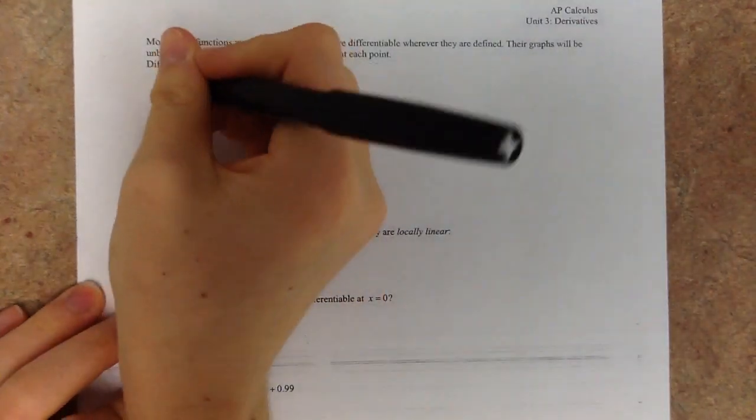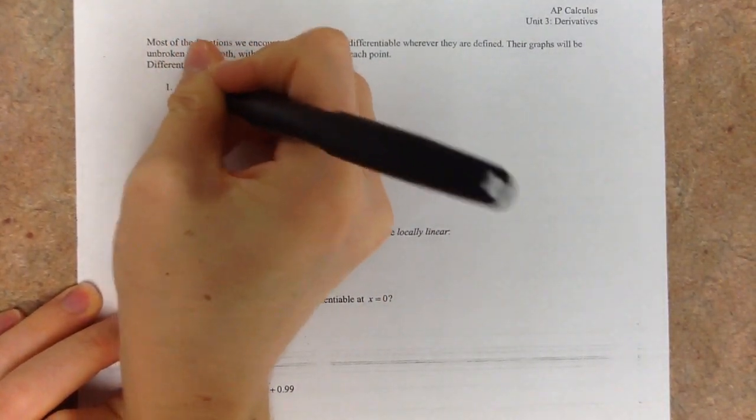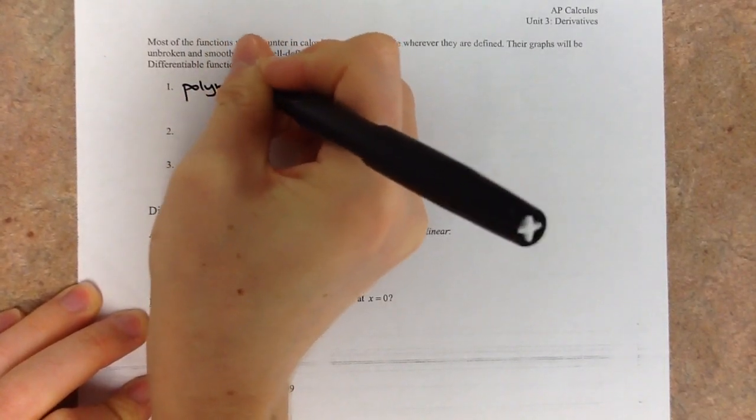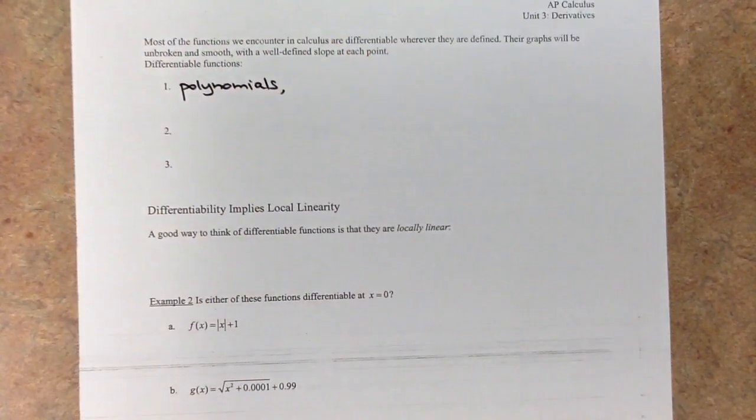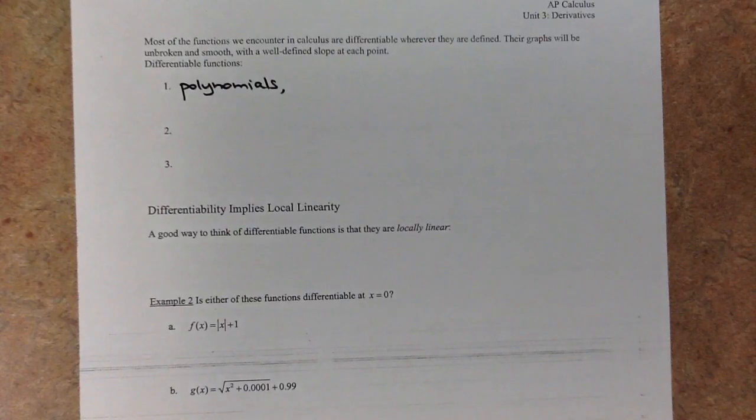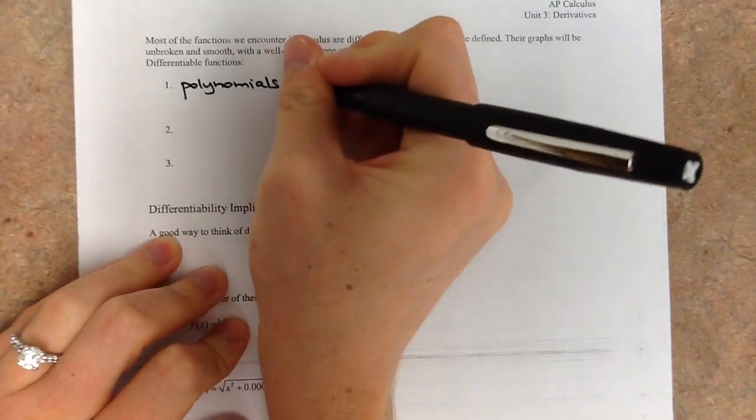First category, I'm just going to give you all of the different categories of functions that are always differentiable. Polynomials are always differentiable. You'll never see a corner or a cusp, anything like that in a polynomial. They're just smooth and continuous.